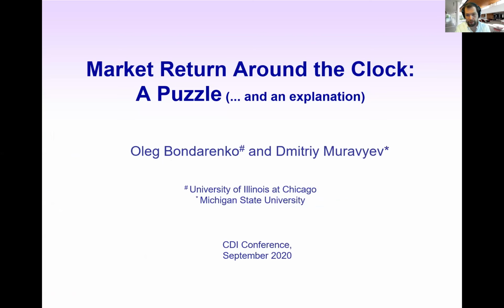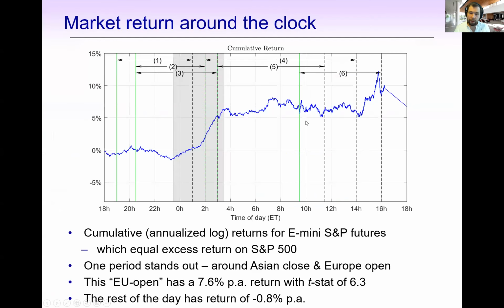So what's the puzzle? Let's look at how market returns accumulate over a trading day from 6 p.m. Eastern time to 6 p.m. the next day. So these are average annualized returns, and those arrows show you when the major equity markets are open. We will use S&P E-mini futures as a proxy for the market portfolio because those actively trade through pretty much 24 hours a day.